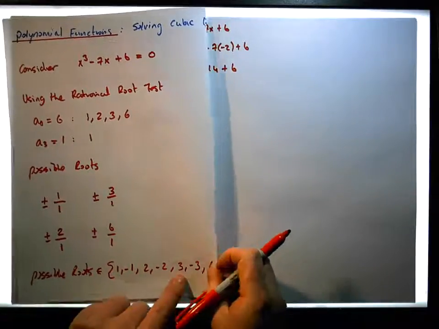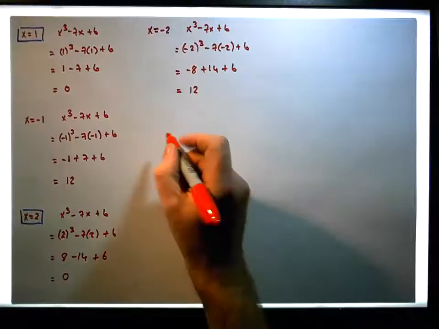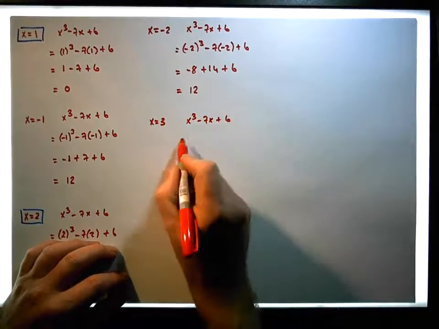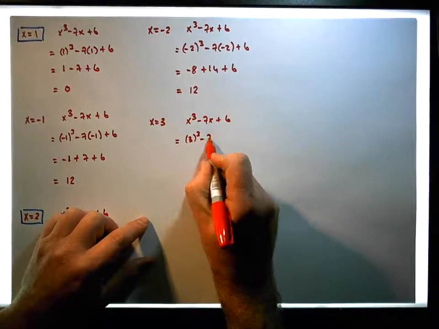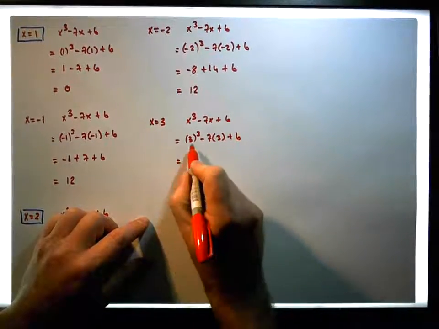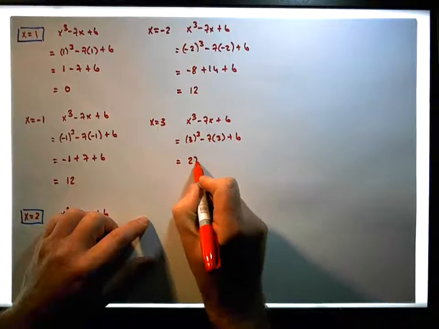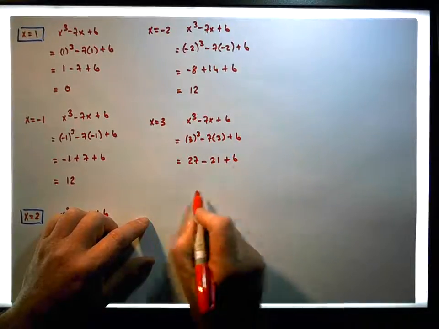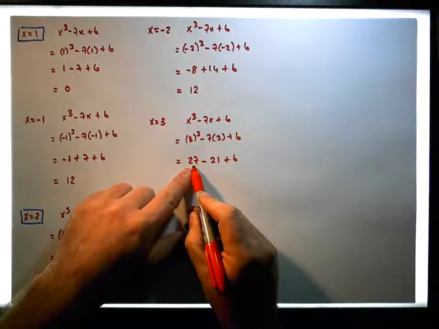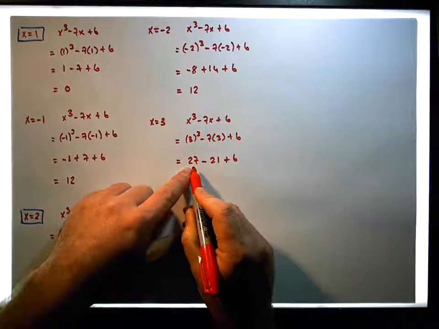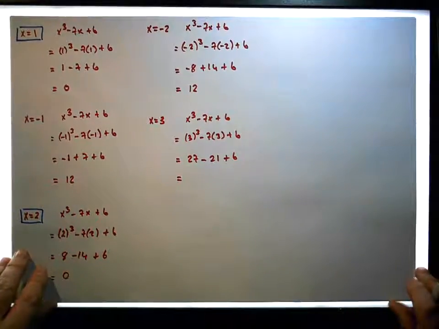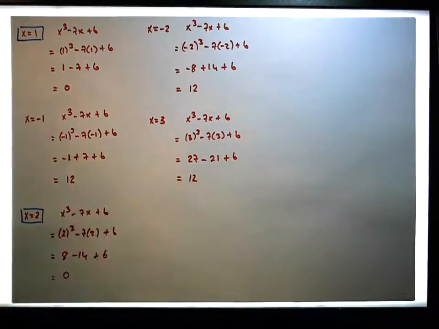Okay, let's continue on with our possible roots: x is equal to 3 and x is equal to minus 3. When x is equal to 3, x cubed minus 7x plus 6 is equal to 3 cubed minus 7 times 3 plus 6. 3 cubed is 3 times 3 is 9, times 3 is 27. Minus times the plus gives us a negative. 7 times 3 is 21, plus 6. The 27 plus the 6 gives us 33, and 33 minus 21 gives us a positive 12. So x is equal to 3 is also not a root.